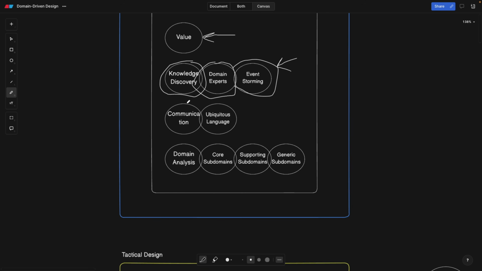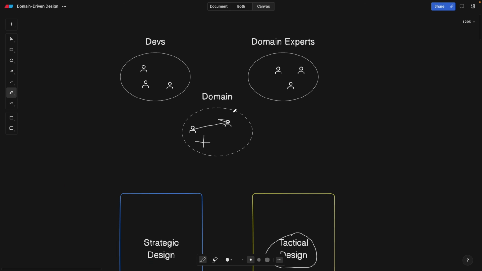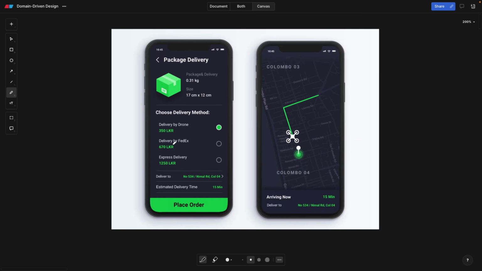Okay, next thing is going to be improving the communication. And the communication is based upon the ubiquitous language. What DDD basically is saying is that developers as well as business people need to agree on the words that they're using. So for example, in a drone delivery app that we have here, we have different ways of delivering.